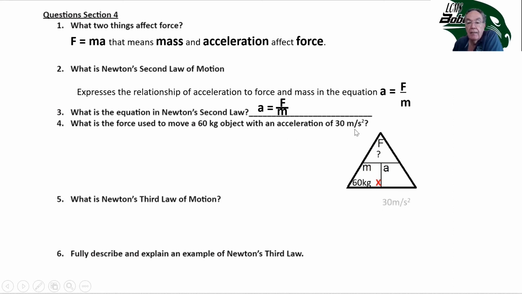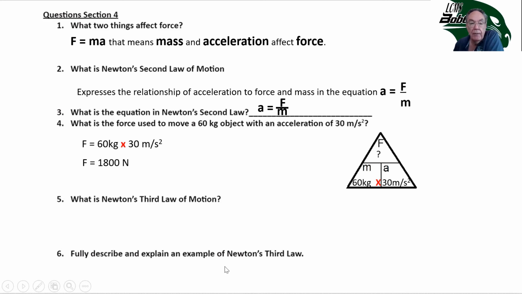And it says it has an acceleration of 30 meters per second squared. So we're going to put that in the A box. The numbers are next to each other on the bottom. So we know we're going to multiply. So this literally says F equals 60 kilograms times 30 meters per second squared. Okay. So 30 times 60 is 1,800 newtons, which is the unit for force.